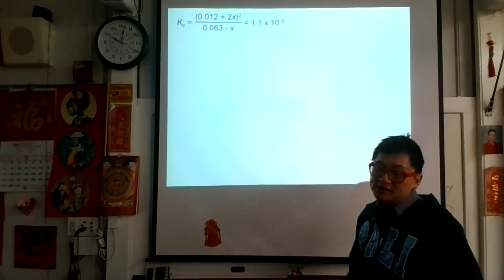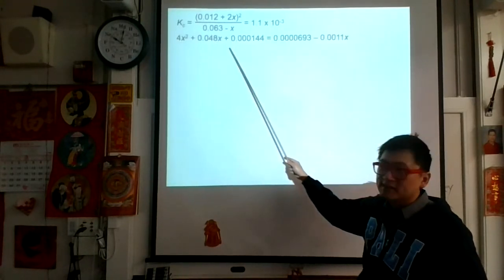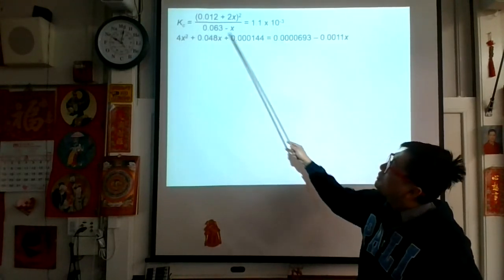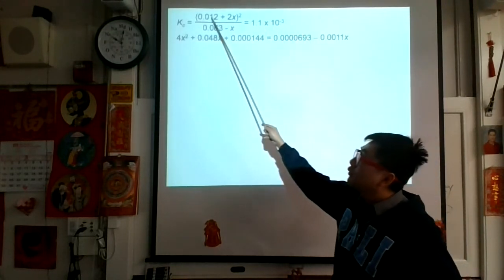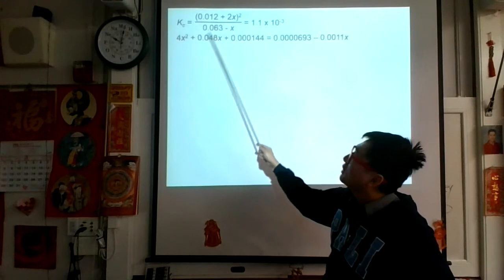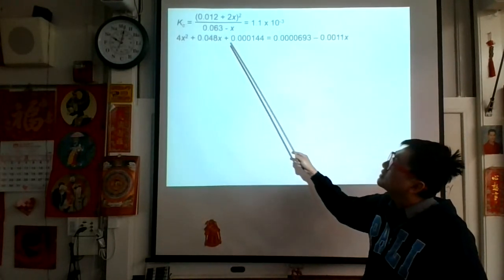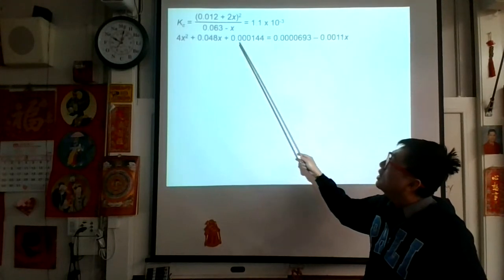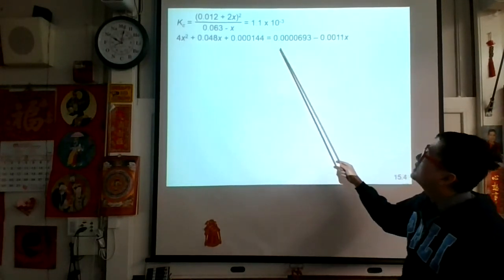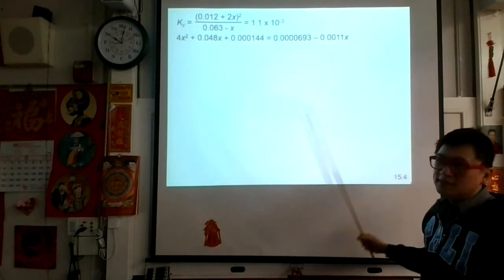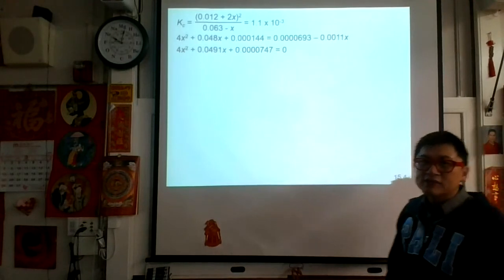This is why I say there's a lot of math. I can change this equation into this. I need to multiply both sides by the denominator, distribute, and I probably have to FOIL the top, combine all like terms, and I get this equation: 4x squared plus 0.048x plus 0.0000144 is equal to all that. And combine like terms now. Now I have some equation.